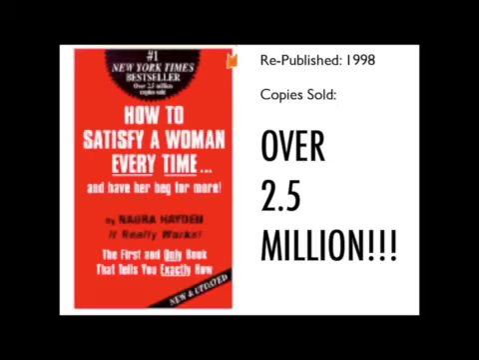In 1998, they republished the book. The only thing that they changed was the title. And now the title is How to Satisfy a Woman Every Time and Have Her Beg for More. Just by changing the title, they went from selling less than 5,000 copies to selling over 2.5 million copies. So I think you can see a title is really critically important to a lead magnet.